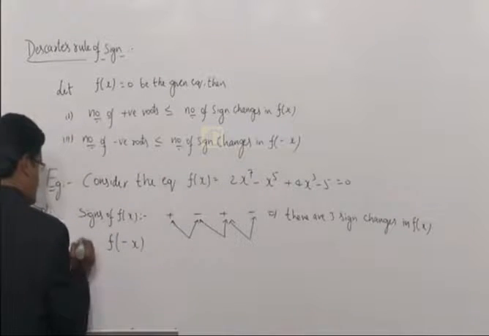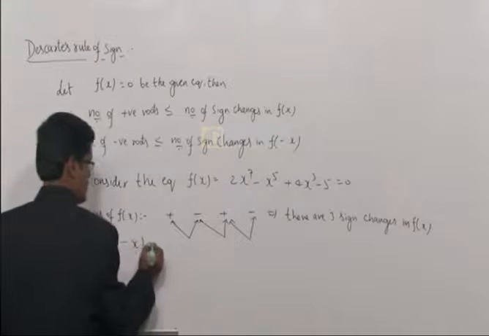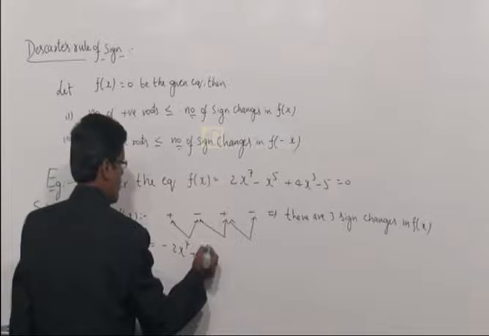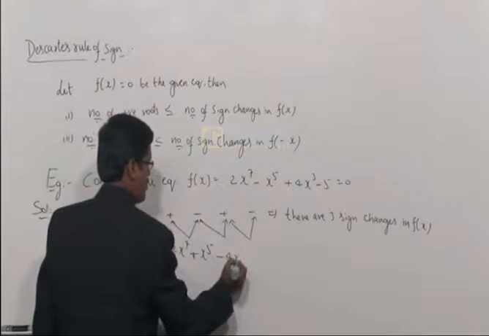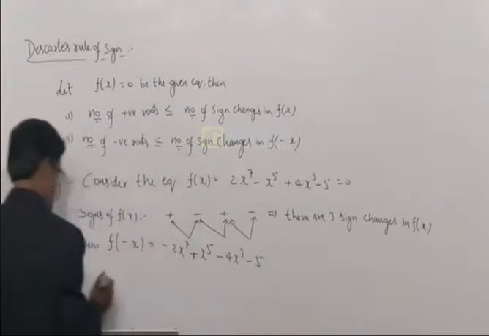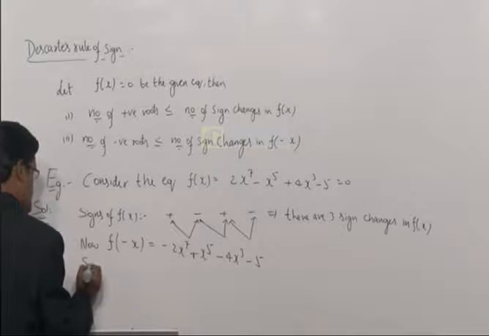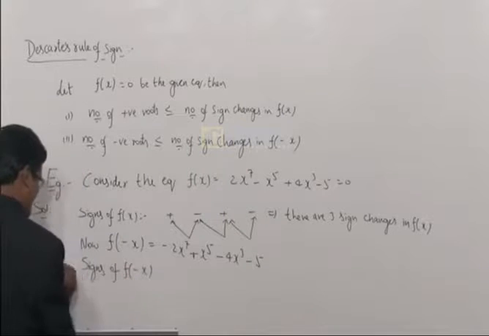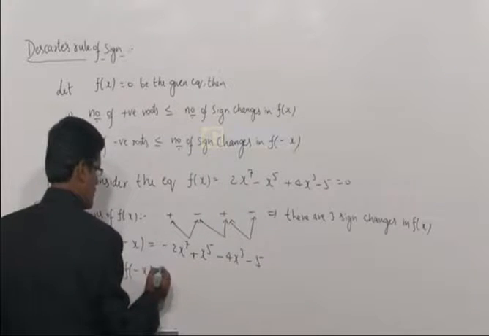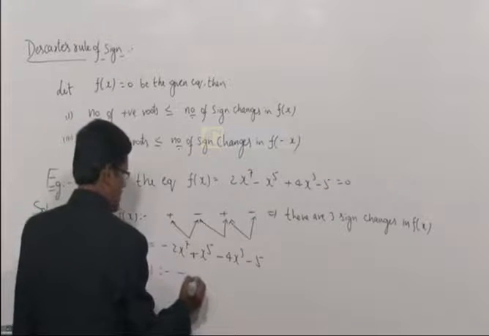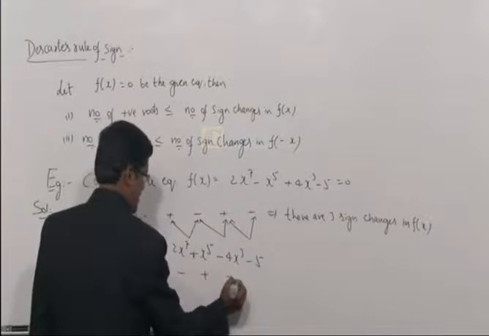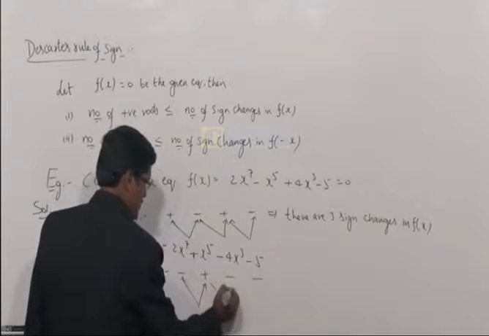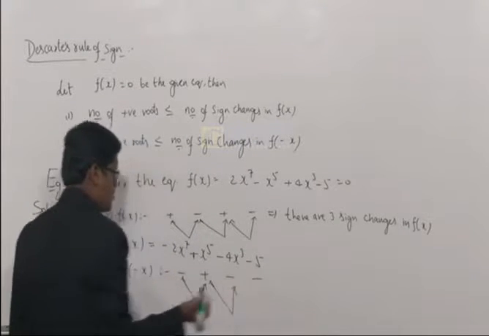Now f(-x) is equal to, just substitute x equal to -x in f(x): -2x^7 + x^5 - 4x^3 - 5. So in this I am writing the signs of f(-x). The first sign is minus, second plus, third minus, fourth minus. This is the first change. This is another change, plus to minus. Here minus to minus, no change.